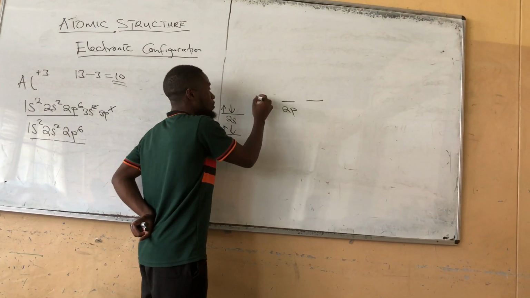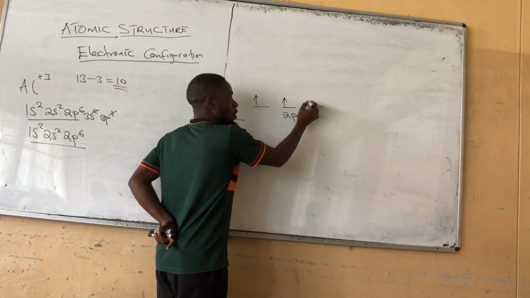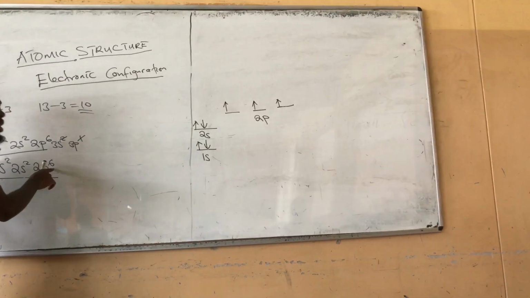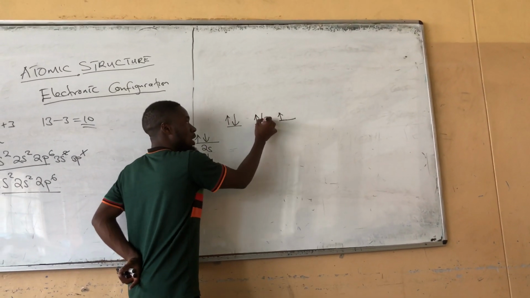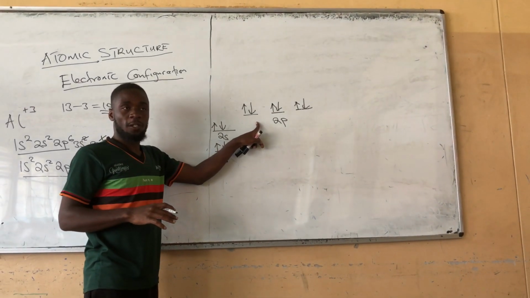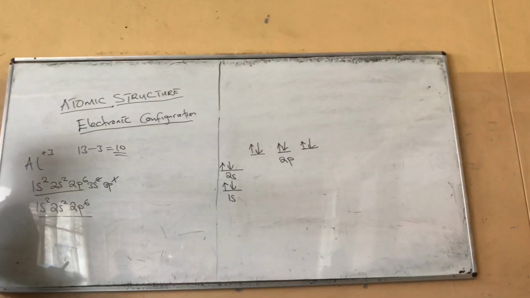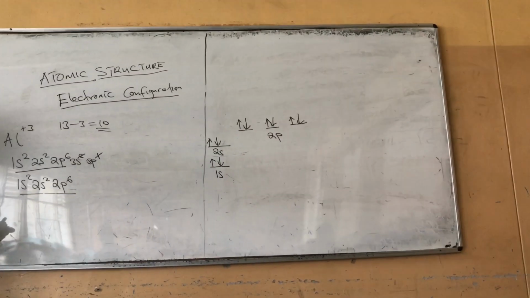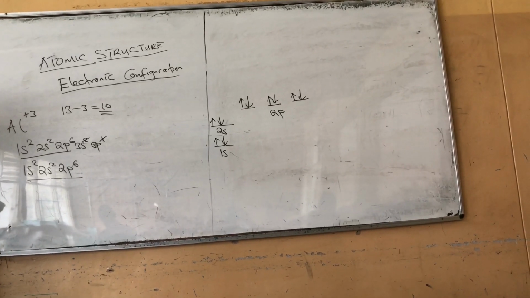Let's start here, say 1. Again, here comes 1, here comes 1. Then how many are remaining? Of 3, then again you can start giving them 1, 1, 1. So it's now complete. So this is the orbital diagram for aluminium 3+.